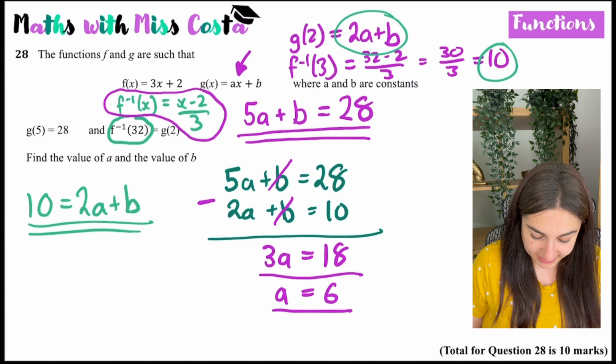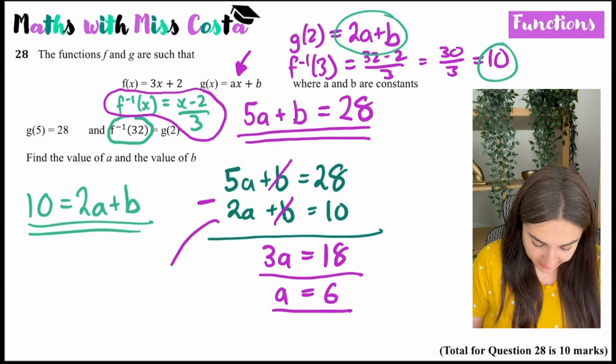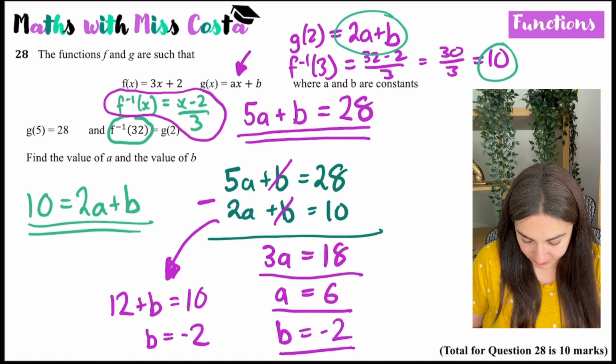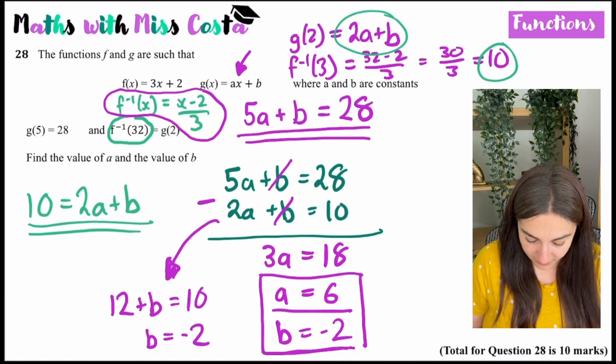And if a is 6, I just substitute that in. So let's substitute it into that. If a is 6, 12 plus b equals 10. So b must equal 10 take away 12, which is minus 2. So b is minus 2. I know I'm going quite fast through this.